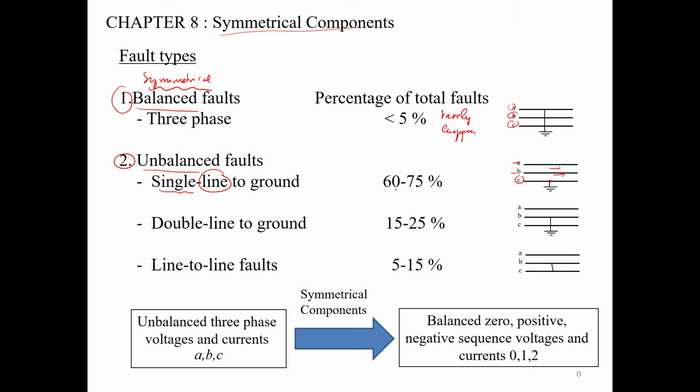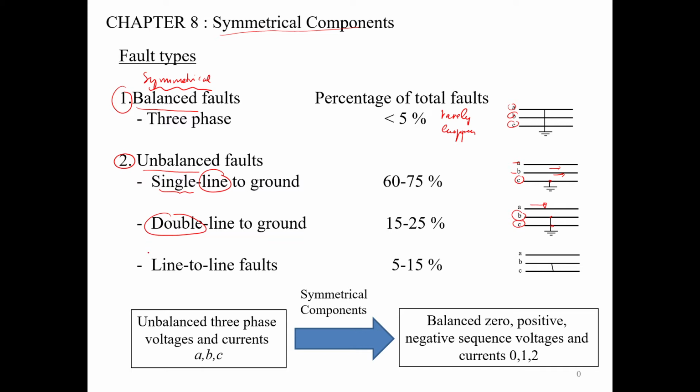Okay, double line to ground. As the name suggests, there are two lines that have the short circuit to the ground. In this case, those are phase B and C, and phase A is still running at normal operation. So the number of occurrences is less than single line to ground, about 15 to 25%.